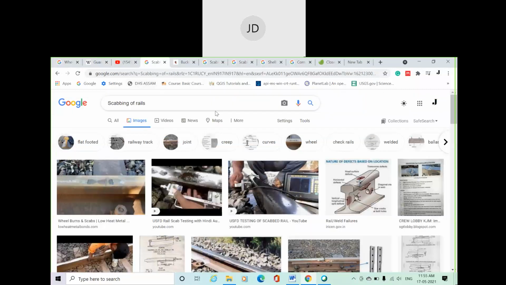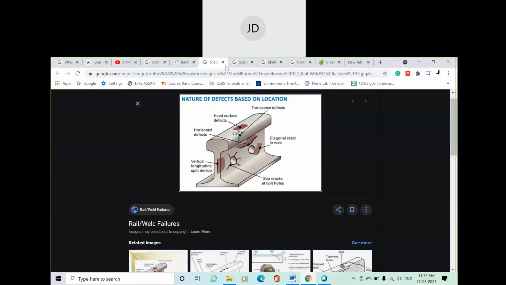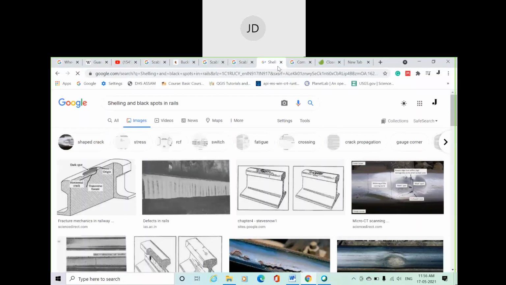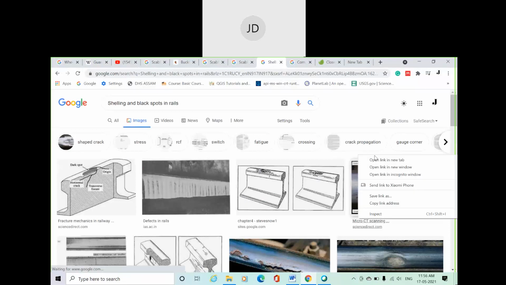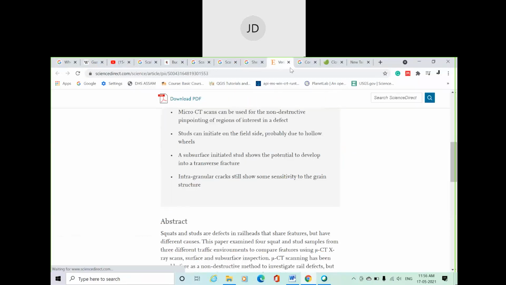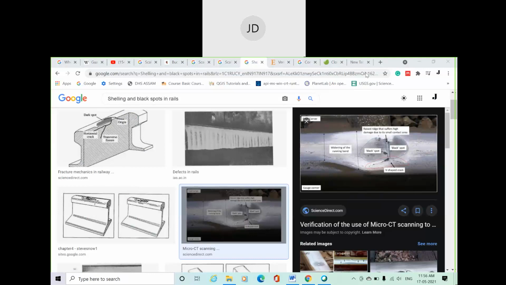So here you can see some scrubbing of rail. This picture you have already seen. There is also some scrubbing of rail, you can see. Even a black spot is visible here. Here you can see in this picture a black spot, a V-shaped crack. So you can identify different cracks by witnessing them in the field. Going in the field, you can see different cracks in the rail.